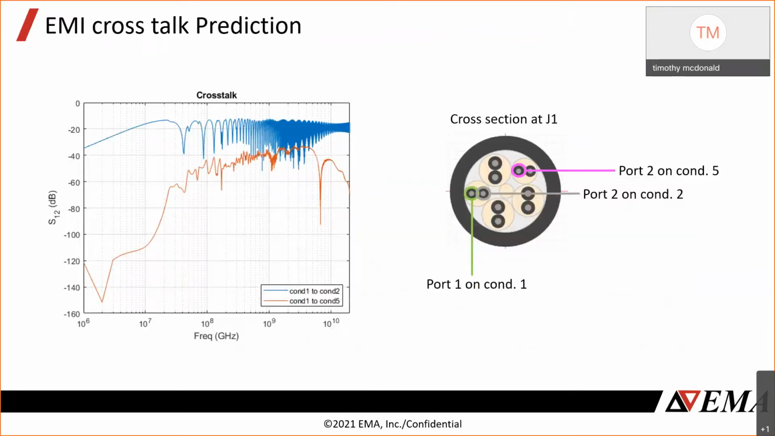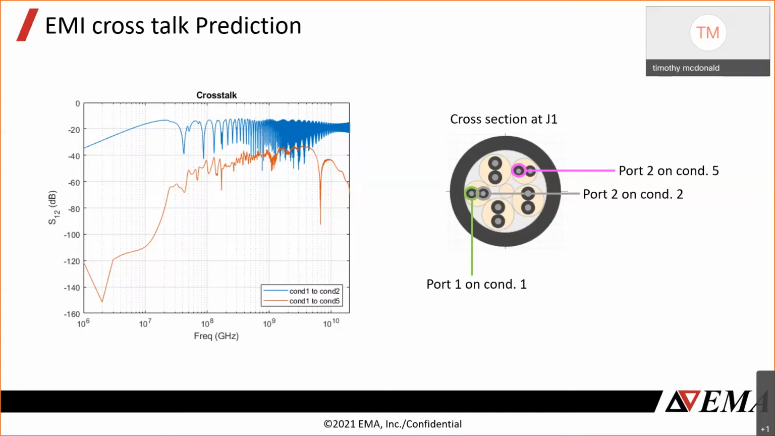So port 1 on conductor 1 to port 2 on conductor 2. That's letting us look at the crosstalk between two conductors in the same pair. And then we can also look at two conductors in different pairs. So conductor 1 to conductor 5. So you can see, obviously, the two conductors that are in the same pair have really immense crosstalk, but the conductors that are separated across a shield have quite a bit of isolation up to the gigahertz range, and still have pretty good shielding, 30 dB or better.